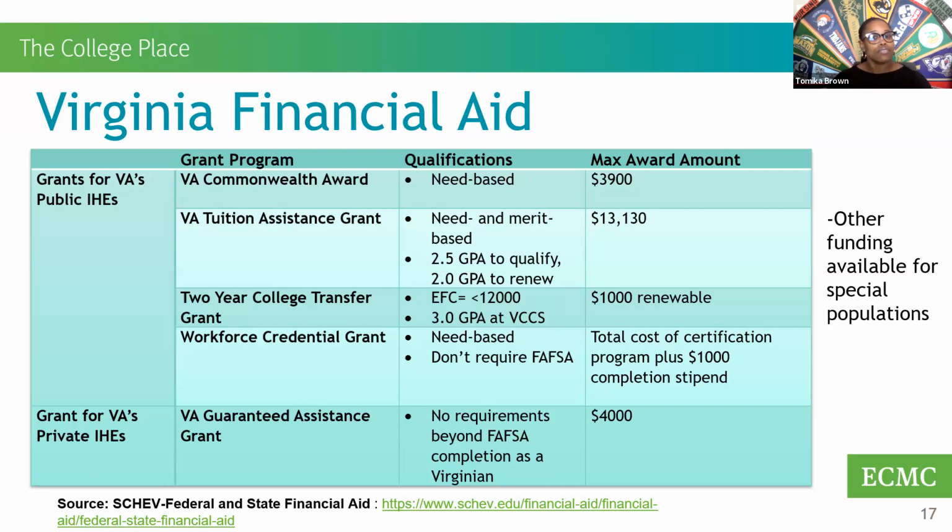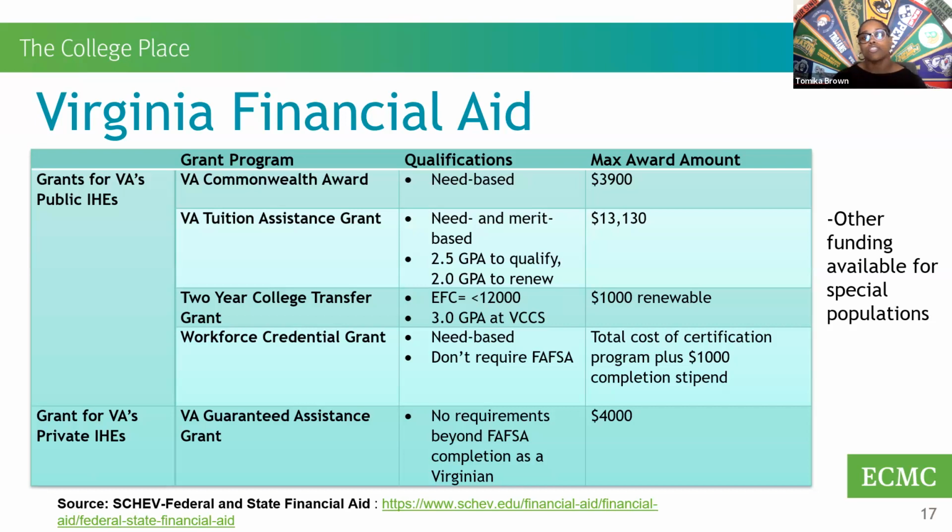The 2-year college transfer grant incentivizes students who spend 2 years at a community college and then transfer to a 4-year school. They receive a $1,000 scholarship if their EFC is less than 12,000 and their GPA is a 3.0 or higher. Be mindful they're changing the term from EFC to SAI. I just want to be sure I'm using the correct terminology. It's not correct on the slide, but it's SAI, Student Aid Index. The $1,000 scholarship is renewable for an additional year.